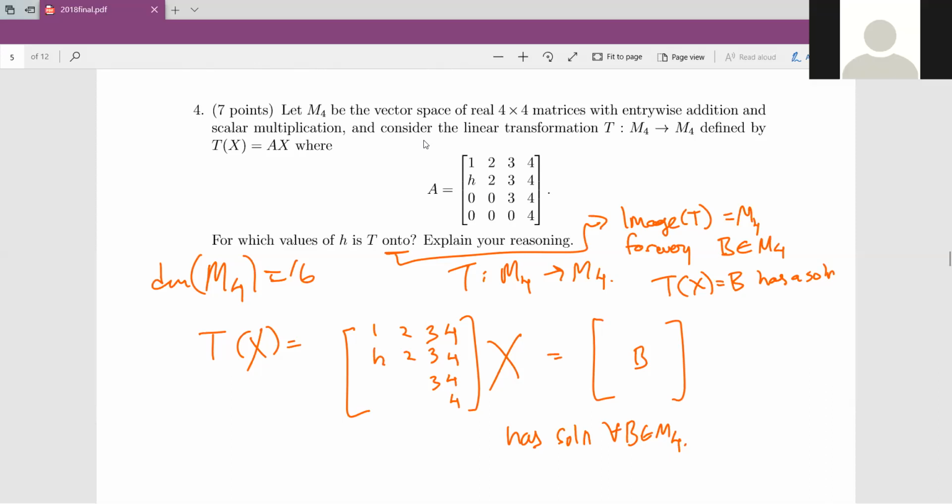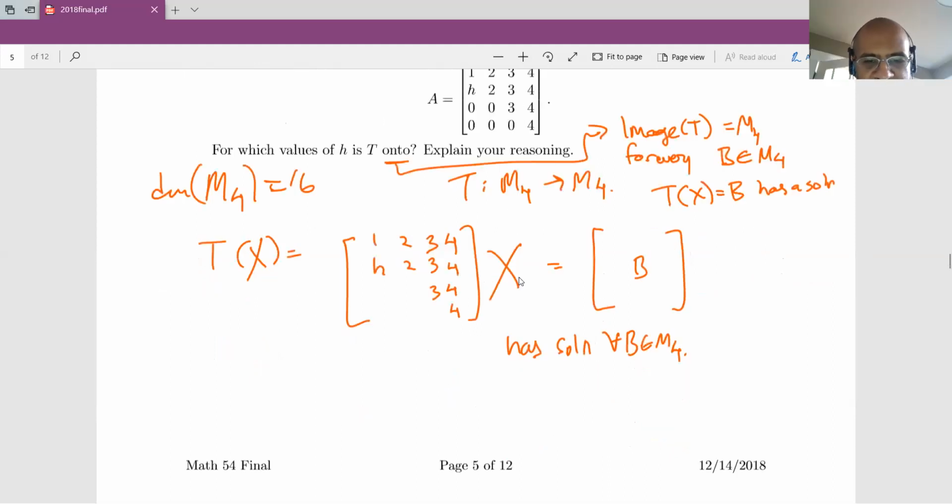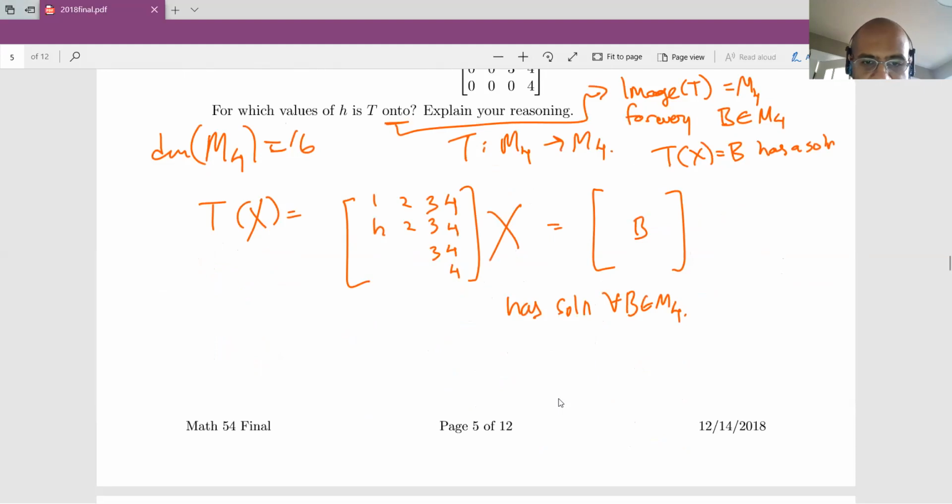Maybe like row reduce? Row reduce what? A? I don't know. Why though? Why would you row reduce A? Am I solving a linear system in A? No, I guess just to see what type of solutions you could get with A. I don't know. Okay. So the idea was to row reduce A.